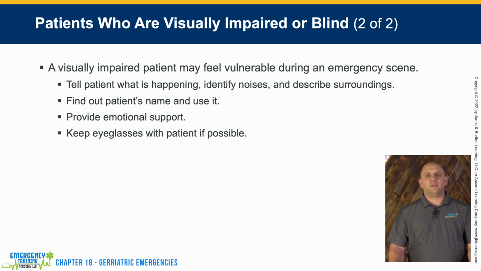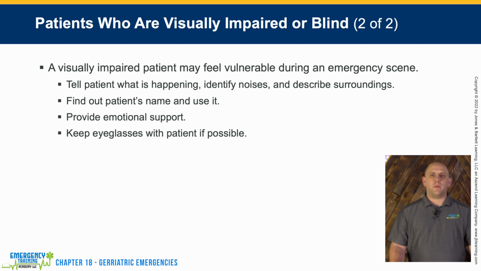Our visually impaired patients will often feel very nervous during emergency scenes because we use that sense of sight to make sense of the world around us. And so if there's a lot of people moving around, new people, new things that they're trying to process through hearing, then they can quickly become overwhelmed. So we need to talk with our patients, identify any of the noises that are going on as we're turning on our monitors, or any noises that may be coming from our response vehicles.